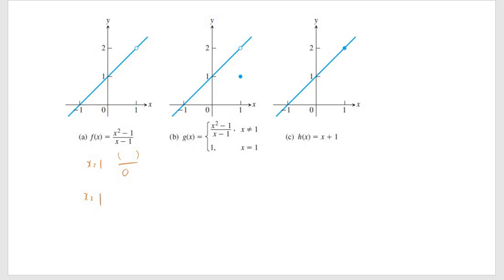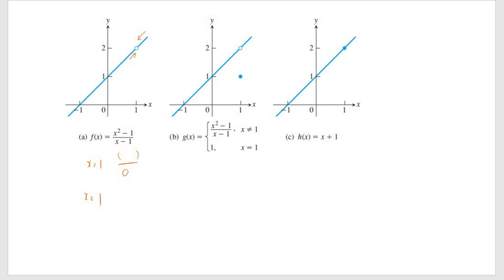If you look at the limit from the left-hand side, it tends to 2. From the right-hand side, it tends to 2 as well. So the limit exists, which is equal to 2, but the function does not exist at 1. For example, here, this function is defined at x equal to 1 as 1, and at all other places it's defined as the same function.